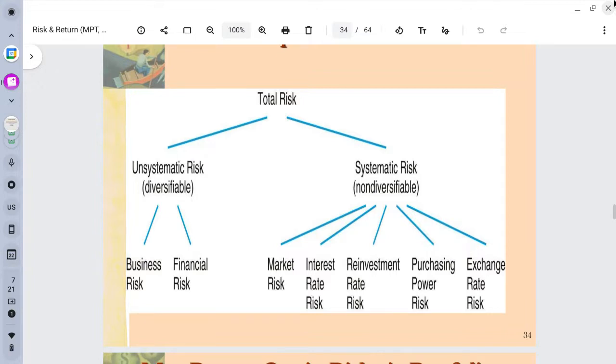But there's what, to a certain extent, exchange rate does when you invest in a foreign currency denominated asset. Now, market risk means stock market, right? What happens to the stock market?